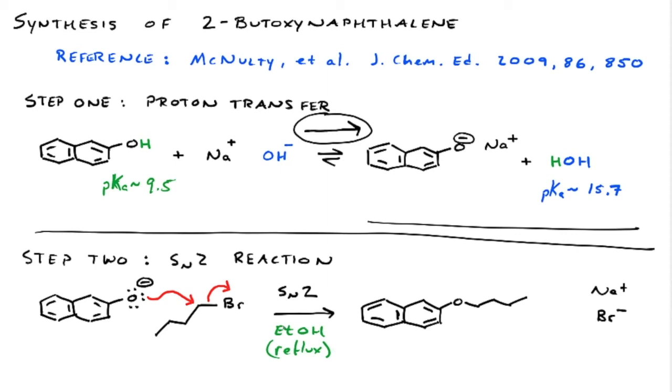The ethanol will also be present in the first equilibrium up here. So we're going to have ethanol as our solvent for the proton transfer step, and we're going to have ethanol as the solvent for the SN2 reaction as well. So this is what we're going to do theoretically. Now let's look at practically how we're going to carry out this experiment in the lab.